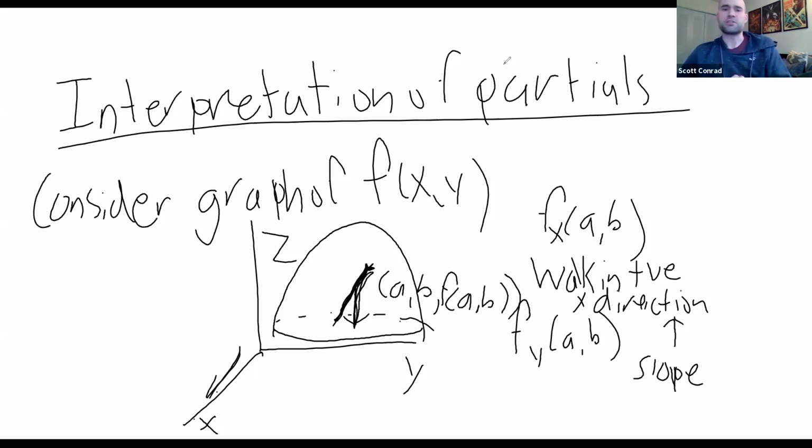Do we have a tangent line or a tangent plane? So the way to think of it is, start at a, b. When you walk in the positive x direction, you're tracing out a curve on your surface. And let me see if I can draw a better picture here.